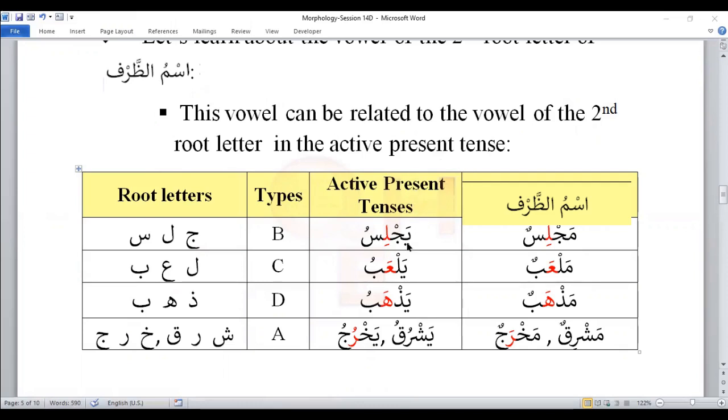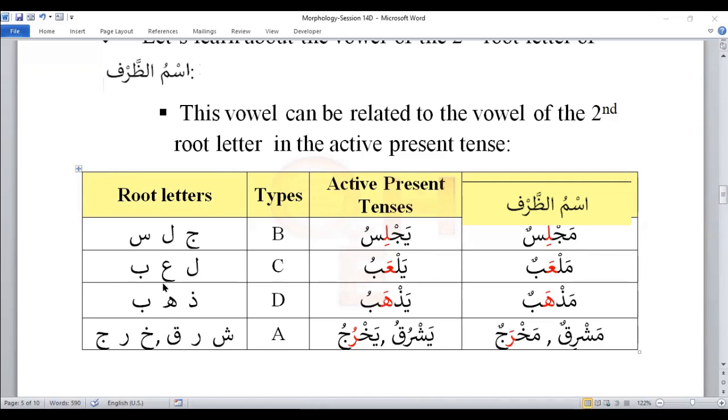Let's look into some examples in this chart. We have a chart here carrying root letters, types, active present tense, and then ismul zarf. For example, for the root letters jim, lam, sin, which takes type B, the active present tense is yajlisu, and the ismu zarf for these root letters is majlis. So you can see the second root letter has kasra for the active present tense, and also has kasra for ismu zarf. So there is a correlation. When the second root letter is kasra in the active present tense conjugation, then the second root letter will also carry kasra for the ismu zarf.